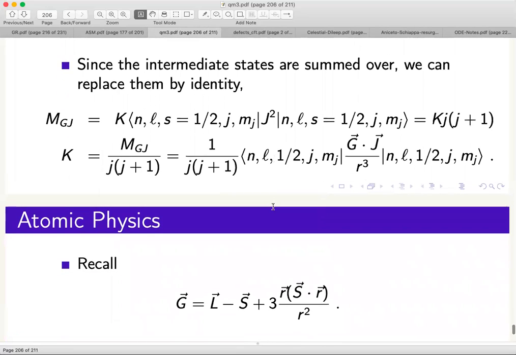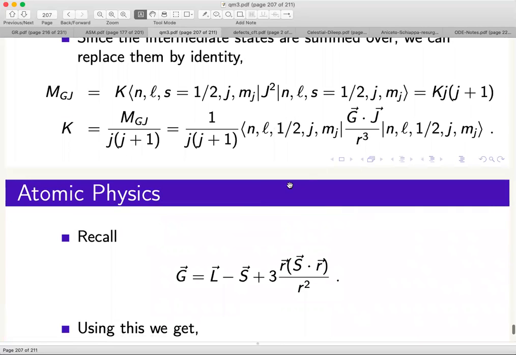Now recall that the operator G had this expression, the same expression we have written down several times. So here's the form once again. What we will do is take this operator and plug it into this dot product, and compute that quantity. Before we compute that, we need to do one more thing: G is given by this operator form, but we also know what J is. J is L plus S. So we are going to write down G dotted with L plus S.